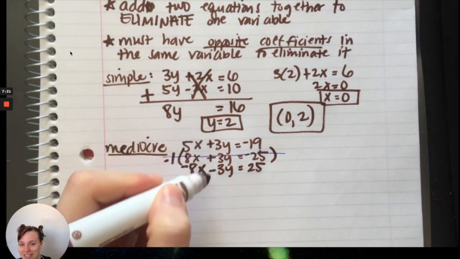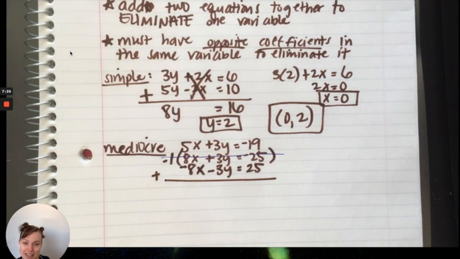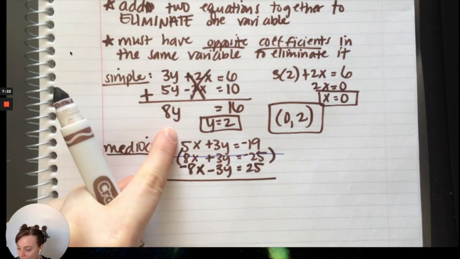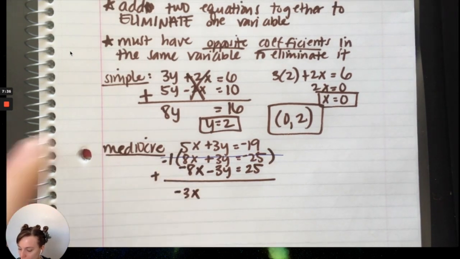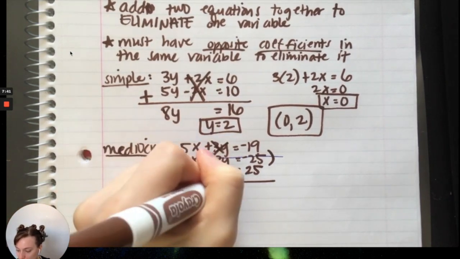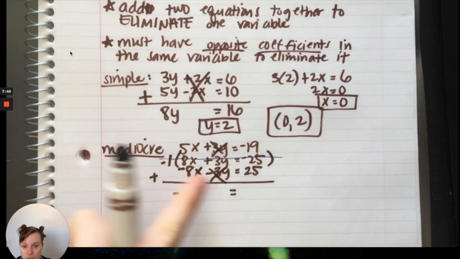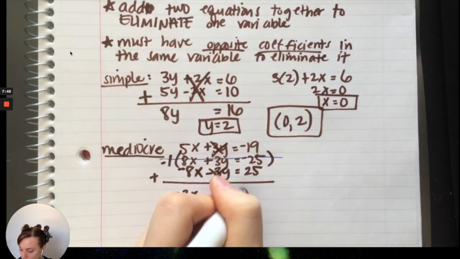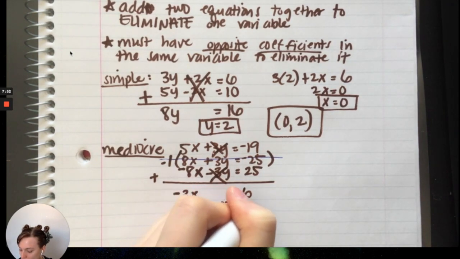Because now that I have opposite coefficients, I'm going to add them together. You could just rewrite this separately, and then that way they're not all cluttered in your mind. That's totally fine. So I'm going to add 5x plus a negative 8x. So that will give me a negative 3x. 3y plus its opposite. So that gets eliminated, that gets eliminated. Equals negative 19 plus 25, which is positive 6. And now I'm going to divide by negative 3, so x equals negative 2.